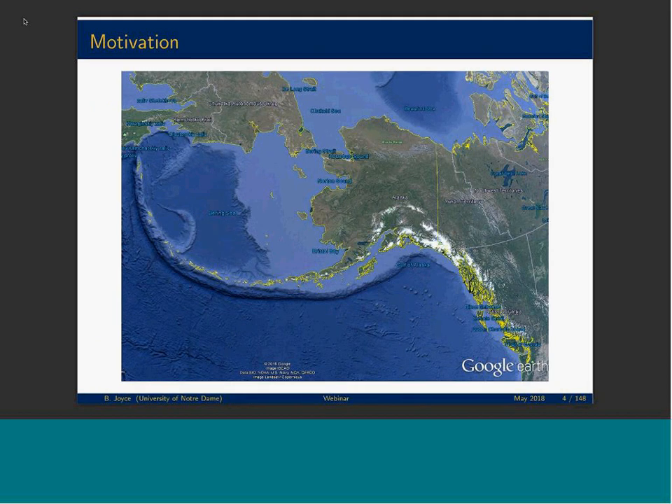Most of this motivation is probably not as necessary for this group. People are aware of the difficulty in Alaska, but I like to highlight this at the beginning of my talks because it really is an interesting problem that has differences from how we would approach this in the rest of the world.